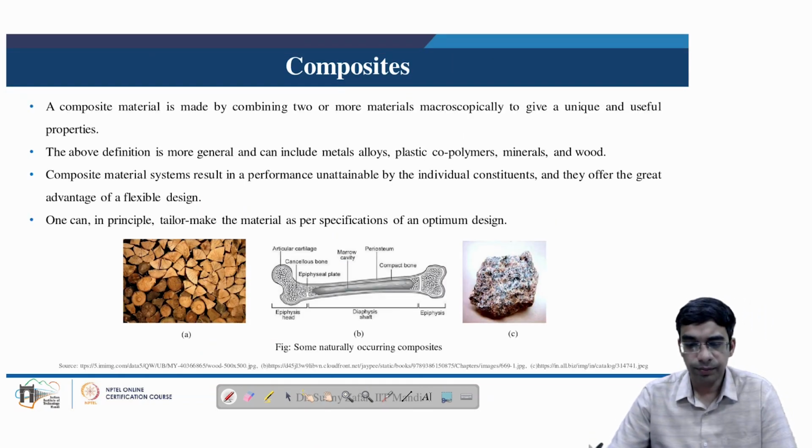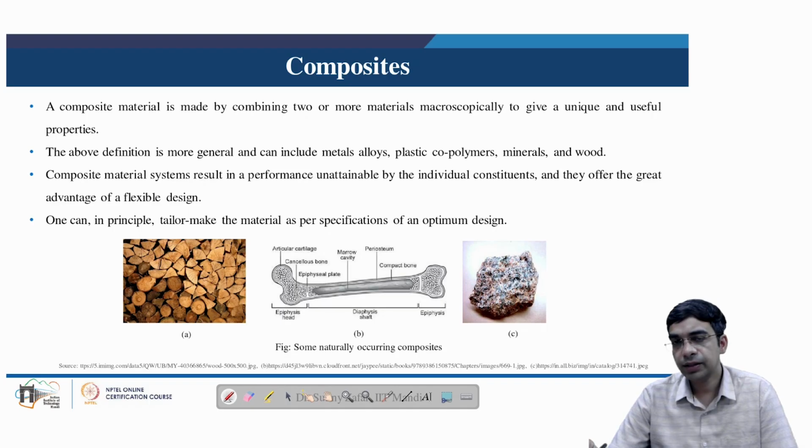So what are composites then? Composites are basically multi-phase materials consisting of two or more materials which are combined at a macroscopic level, giving a unique property to the resulting material. The above definition may also include sometimes some alloys, polymers, copolymers, plastics, mineral wood, etc. And in principle it is generally mentioned that composite materials result in performance which is unattainable by individual constituents.